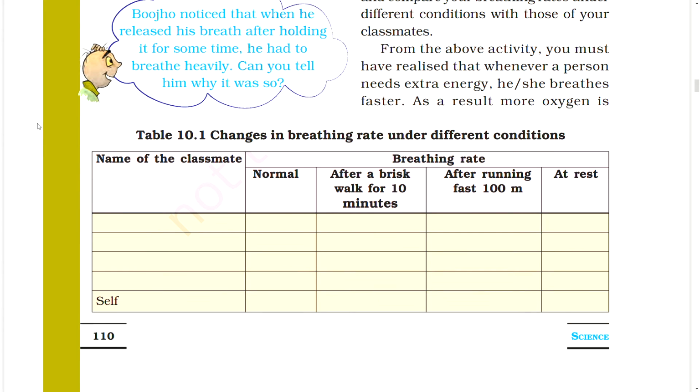Table. Changes in breathing rate under different conditions. Name of the classmate. Breathing rate. Normal. After a brisk walk for 10 minutes. After running first 100 meters. At rest. Self. Do this and comment.